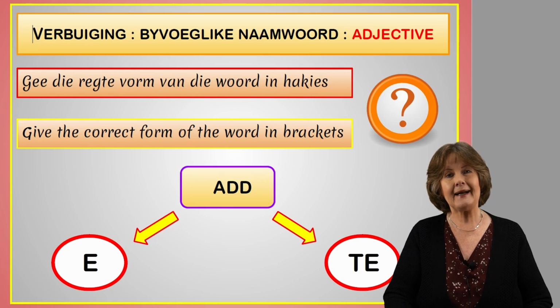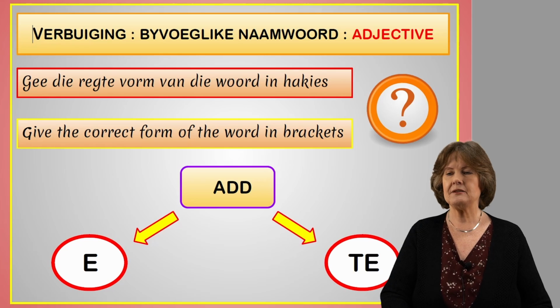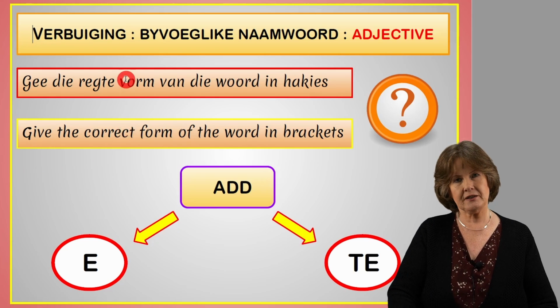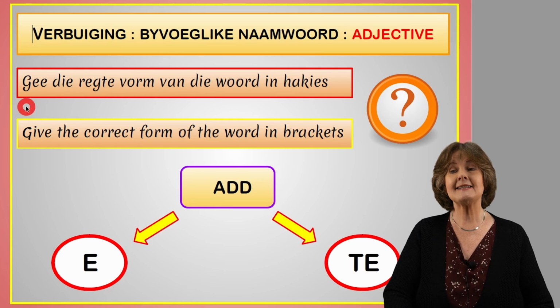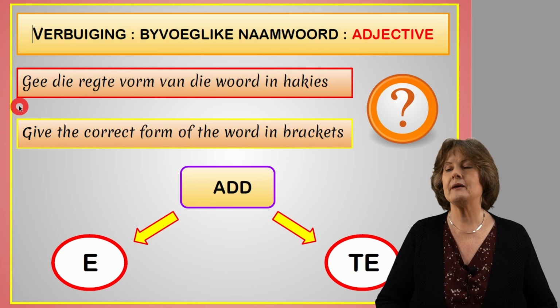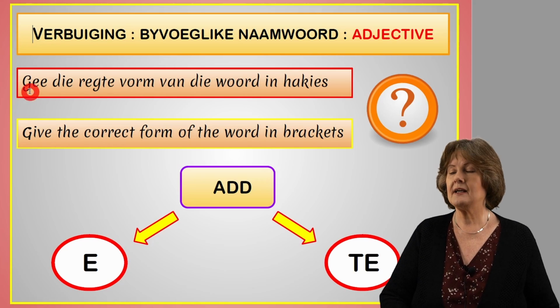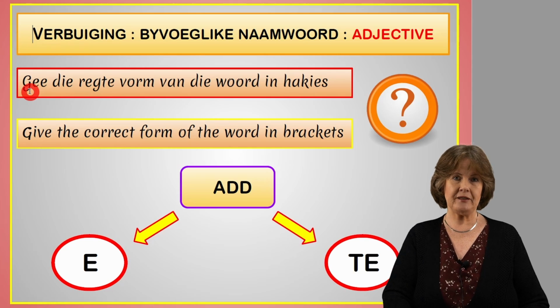So today we're mainly going to focus on the correct form of the adjective in brackets. This is the question that you will always get. We'll give you a sentence and inside the sentence will be a word in brackets and we will say, gee die regte vorm van die woord in hakkies. Give the correct form of the word in brackets.